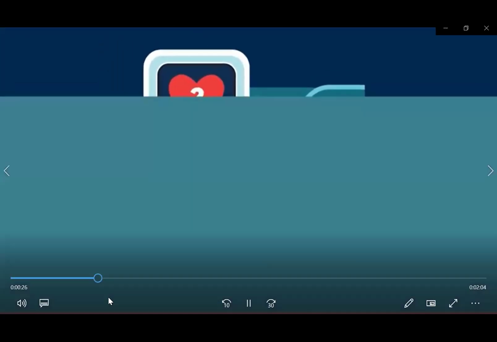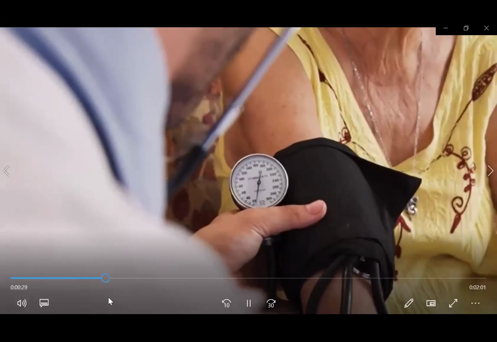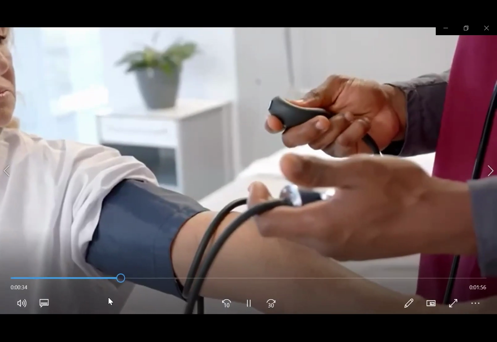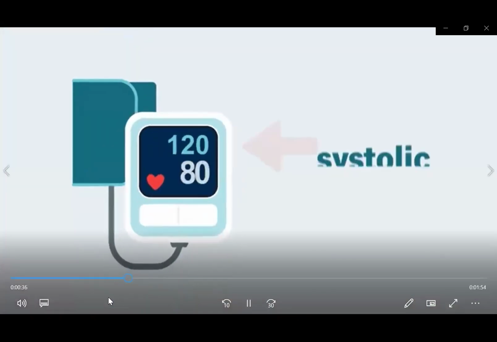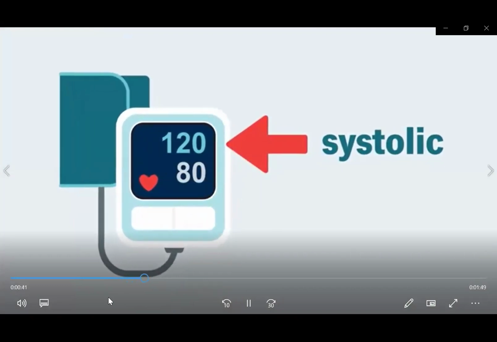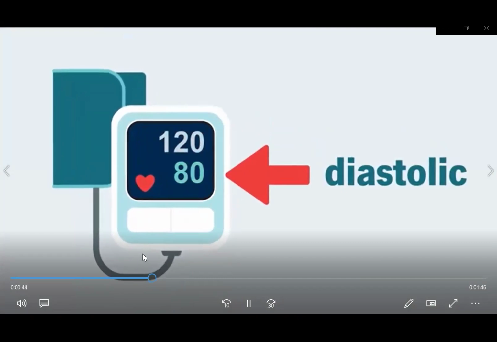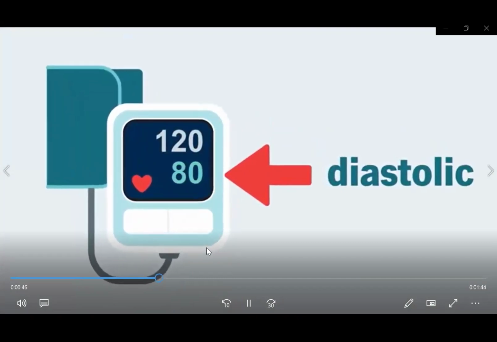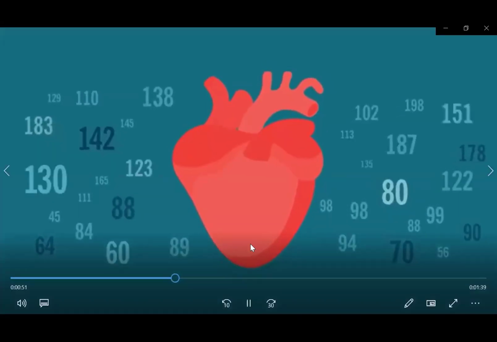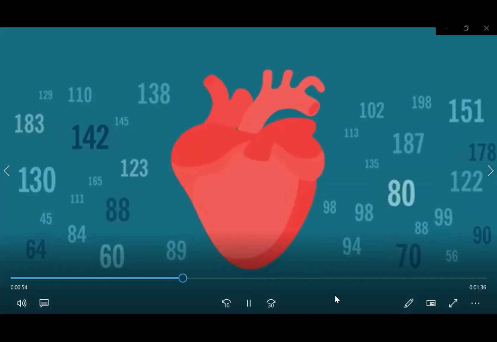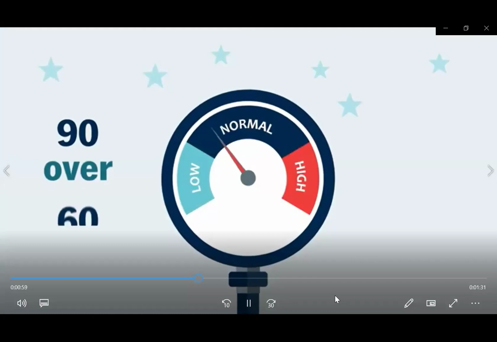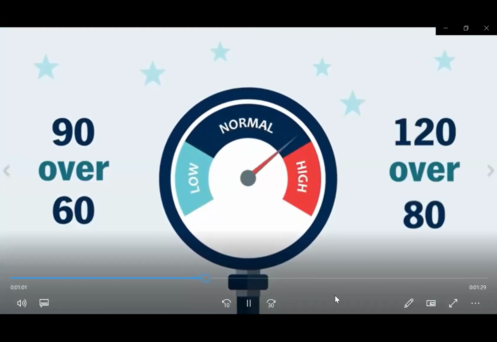Let's take a look. When you visit your doctor, they measure your blood pressure with a special cuff around your arm, and they tell you two numbers. The top number is your systolic blood pressure, which is the pressure on your arteries when your heart beats. The bottom number is your diastolic blood pressure, the pressure in between beats. Both numbers are important because they give you a window into how much pressure your blood is putting on your arteries. A normal blood pressure is between 90/60 and 120/80.